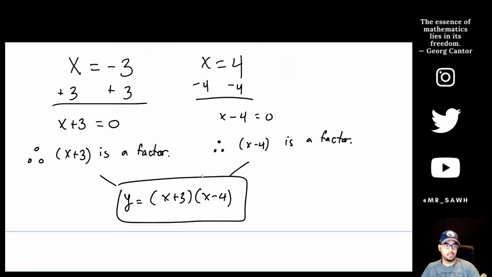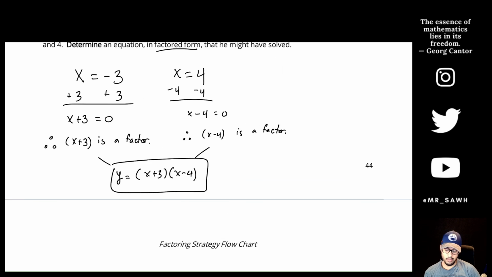If I know what the zeros or solutions happen to be, I can do it in reverse to come up with a factor. So if x plus 3 is a factor, set it equal to 0, solve for x, and you'll find out that you have negative 3. So the same logic applies to the other one. We just did it backwards this time. So that brings us to the end.